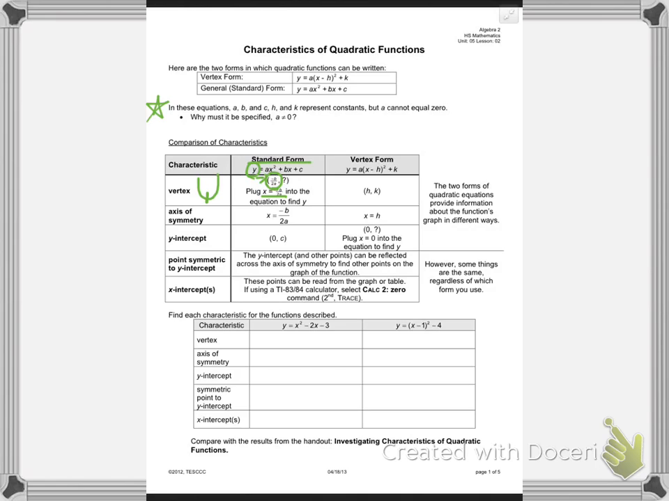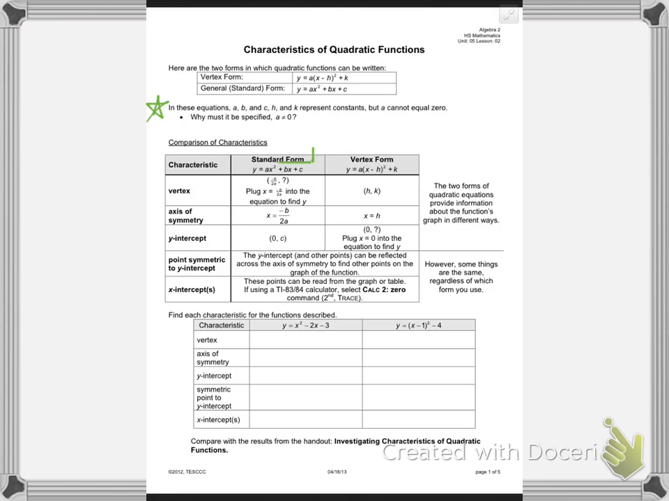Okay, and then it says axis of symmetry. Well, on standard form, again, we see that the axis of symmetry is that line that goes through the graph and where it mirrors itself. When we do a quadratic graph, it makes the parabola, right? And then one side has to match the other. That's kind of sloppy, but I hope that makes sense.